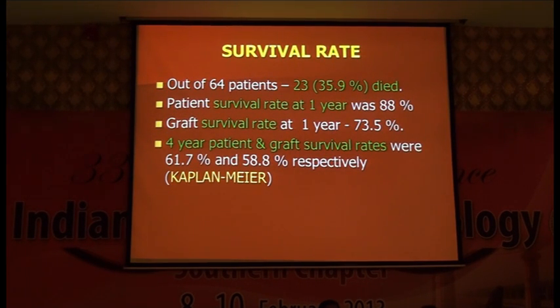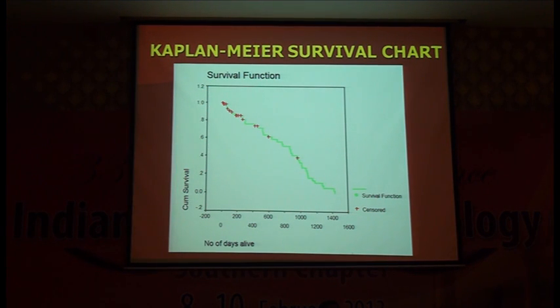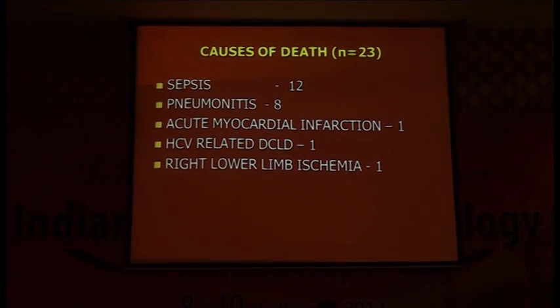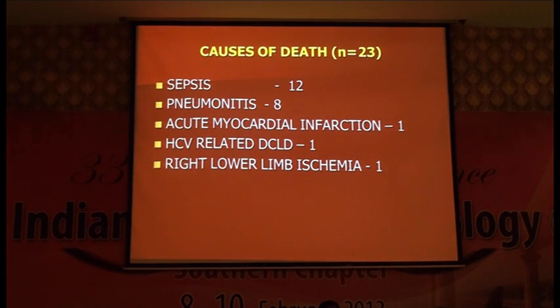Following the survival rate of our patients, out of 64 patients, 23 died. The patient survival rate at 1 year was 78%, and the graft survival rate at 1 year was 73.5%. The 4-year patient and graft survival rates were 61.7% and 58.8% respectively, as analyzed by the Kaplan-Meier survival chart. Those red crosses are the censored data, and most of the deaths occurred in the first 6 months. And patients who had a functioning graft but died due to infectious complications like pneumonitis are considered as censored data. And following the common cause of death, sepsis topping the list, accounting for 12 patients and pneumonitis in 8.